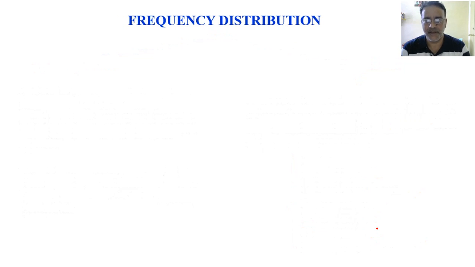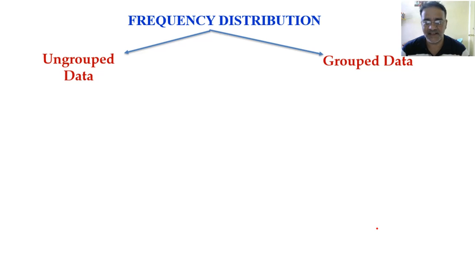No, sir. Okay, now frequency distribution. There are two types of frequency distribution. One is ungrouped data and the second one is grouped data. So ungrouped or grouped data क्या होता है? We will see one by one. If the data we are going to take as it is, okay.